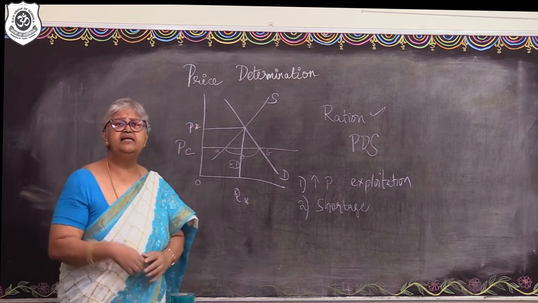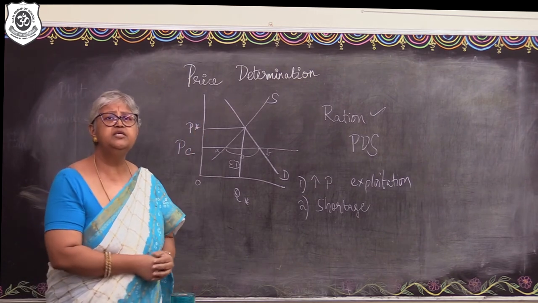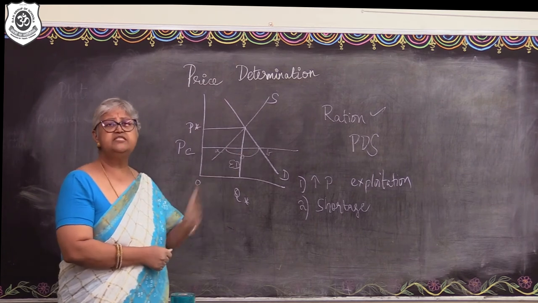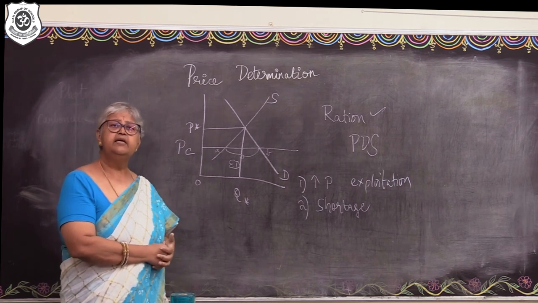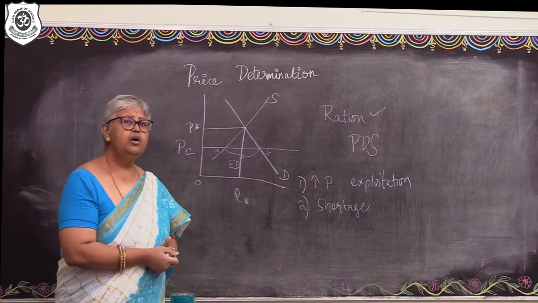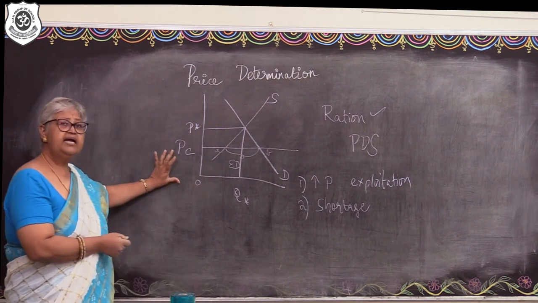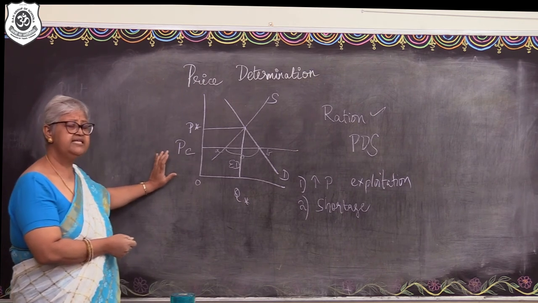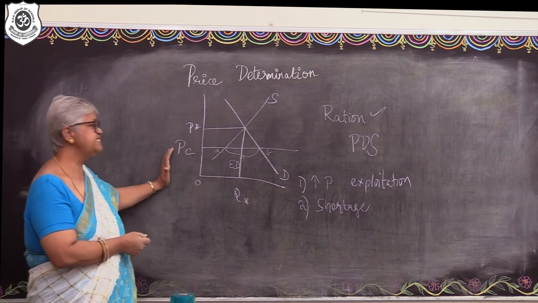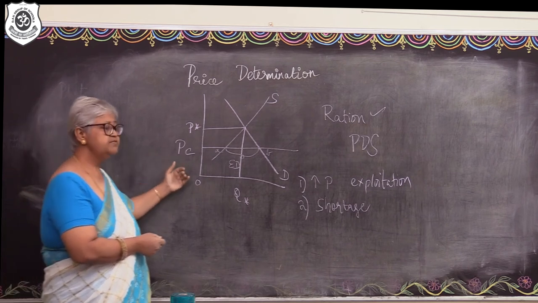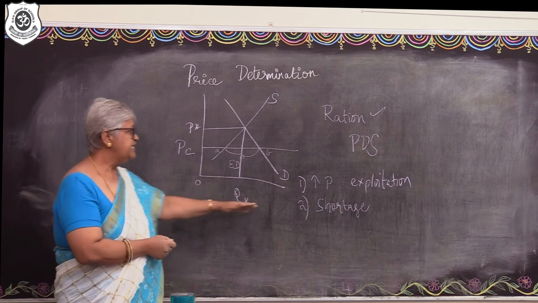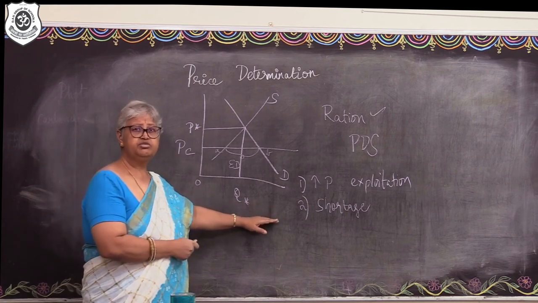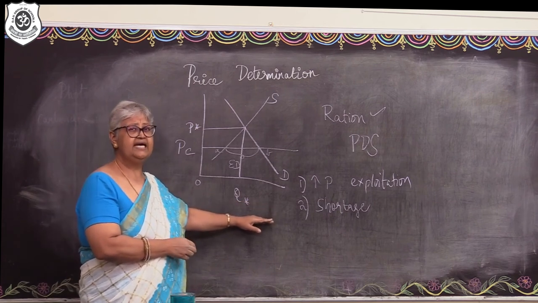And for the BPL, for the below poverty line population, there is this system of PDS or ration shop where the government is going to sell the necessity product at a lower price, and that would be at a controlled price. Fine, there's going to be a price ceiling at a lower price. The products might be sold. And as a result of this price ceiling, these are the problems that might arise.